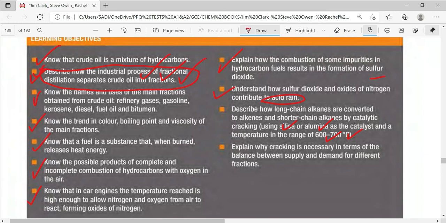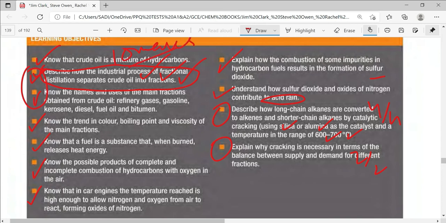Explain how cracking is necessary in terms of balance between supply and demand for different fractions. This question can be for 2 marks, or for 4 marks. 4 by 4 you can get it, 2 by 2 you can get it. And this question is really a bigger one. You can get around 10 marks out of it.